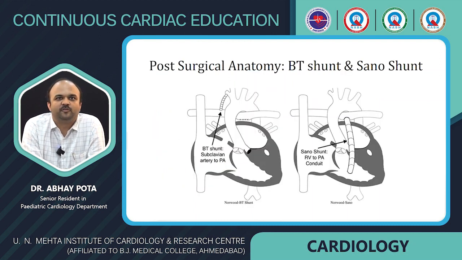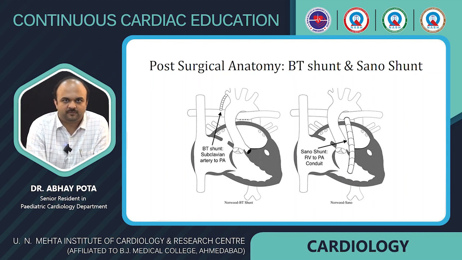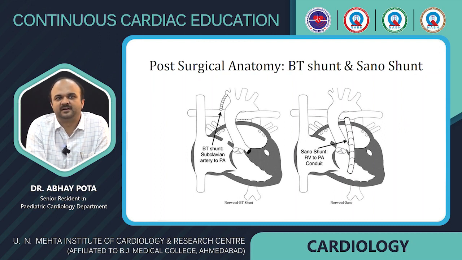Now moving to anatomy of palliated defects, post-surgical anatomy. These are the images of BT shunt and Sano shunt which are done in certain cases of single ventricle anatomy. So this is the right BT shunt connecting right subclavian artery to RPA. If it is done on left side connecting left subclavian to LPA, then it is left BT shunt. This is Sano shunt, that is a tubular graft between RV to PA.